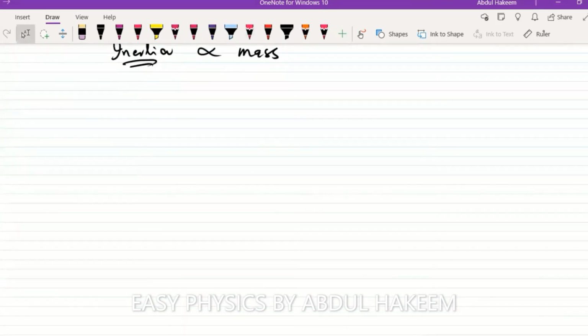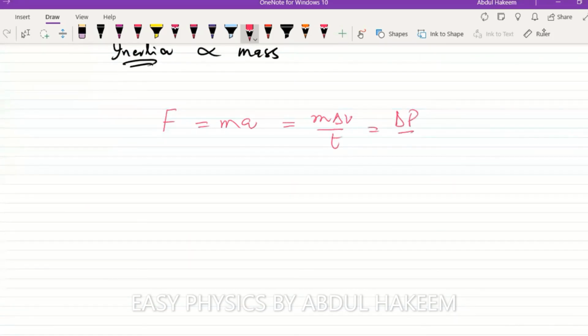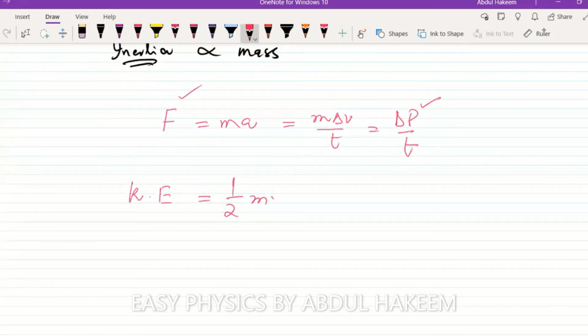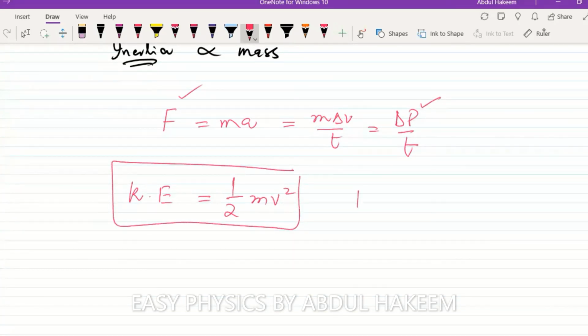So in Newton's second law, F is equal to ma, which can be written as m times change in velocity divided by t, or change of momentum divided by t. It means for the change of momentum, an unbalanced force is required, and acceleration is produced. Now, when the object has momentum, it has speed, it has velocity, it has kinetic energy. And the formula for the kinetic energy is 1/2 mv squared. And due to velocity, it has momentum, P is equal to mv.